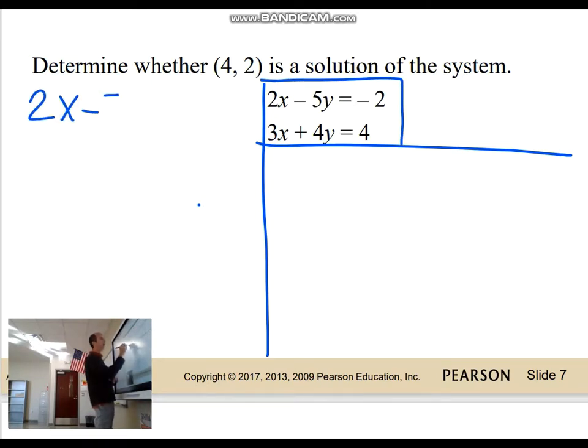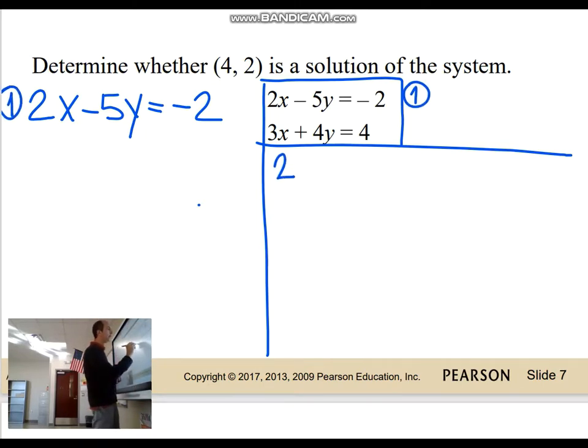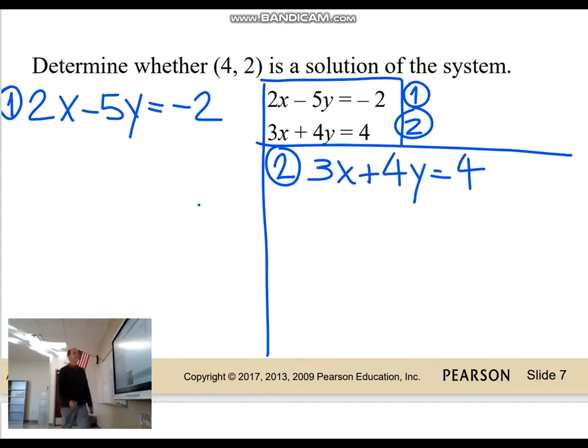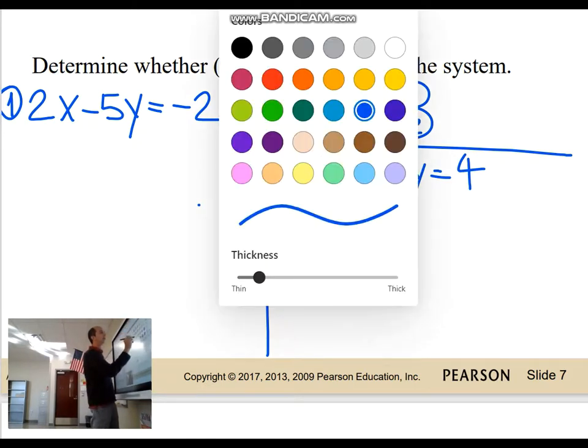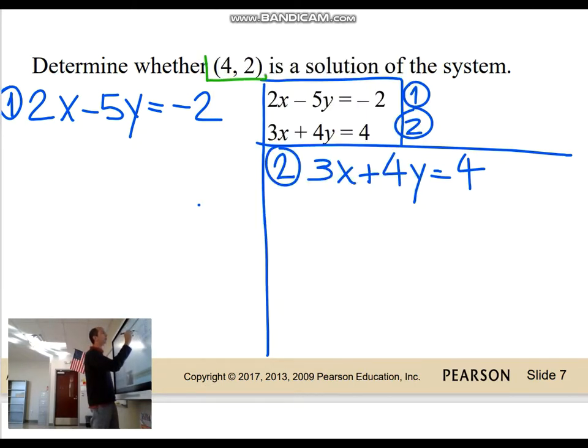On this side, let's work with 2x minus 5y equals -2. This is equation number 1. And on this side here, we will work with equation number 2. This is 3x plus 4y equals 4. Nice. And plug in, check the numbers that we have here. X equals 4, y equals 2.